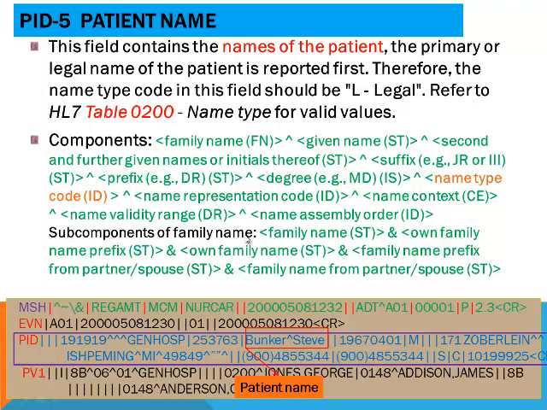For the family name, in fact, it also has subcomponents. The subcomponents of family name: that's the family name, then own family name prefix, own family name from partner or spouse, family name prefix from partner or spouse. So these are the subcomponents.